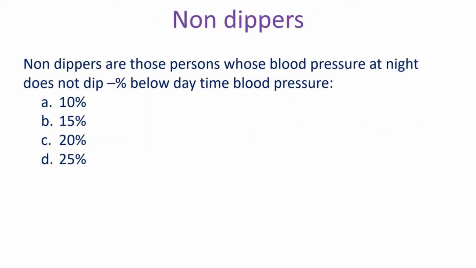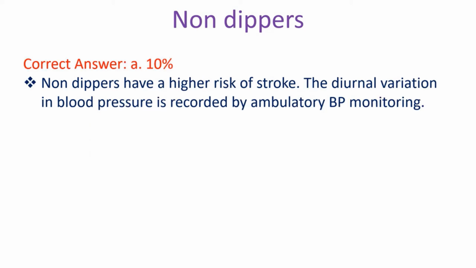Non-dippers are those persons whose blood pressure at night does not dip by how much percent below daytime blood pressure? A. 10%, B. 15%, C. 20%, D. 25%. Correct answer A. 10%. Non-dippers have a higher risk of stroke. The diurnal variation in blood pressure is recorded by ambulatory BP monitoring.